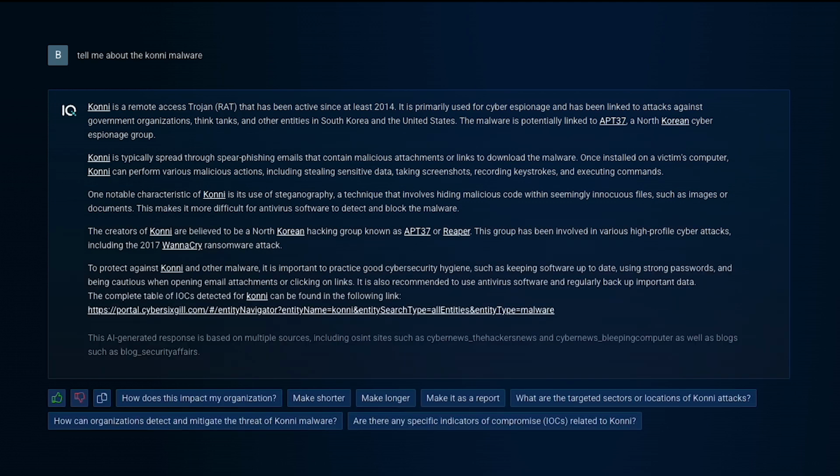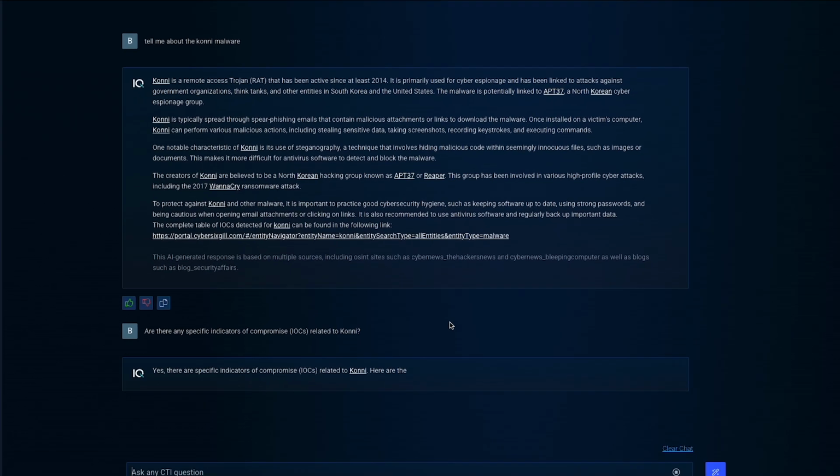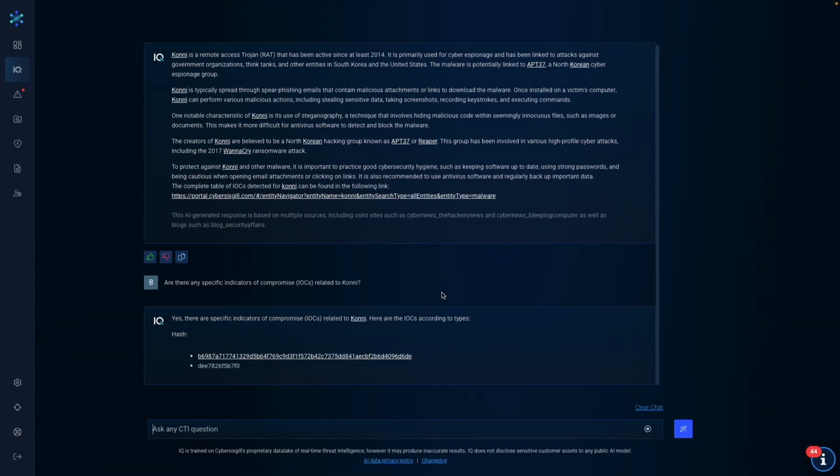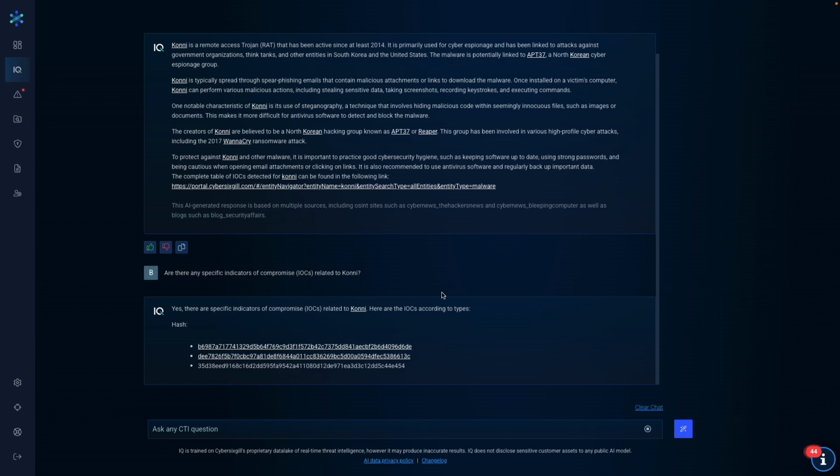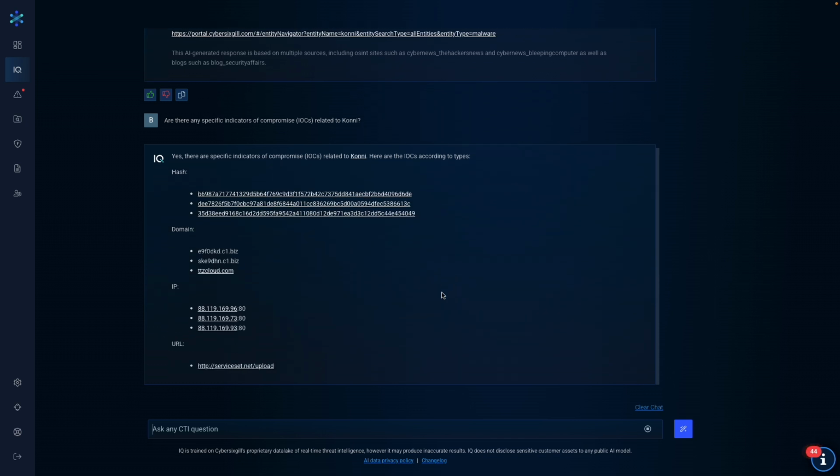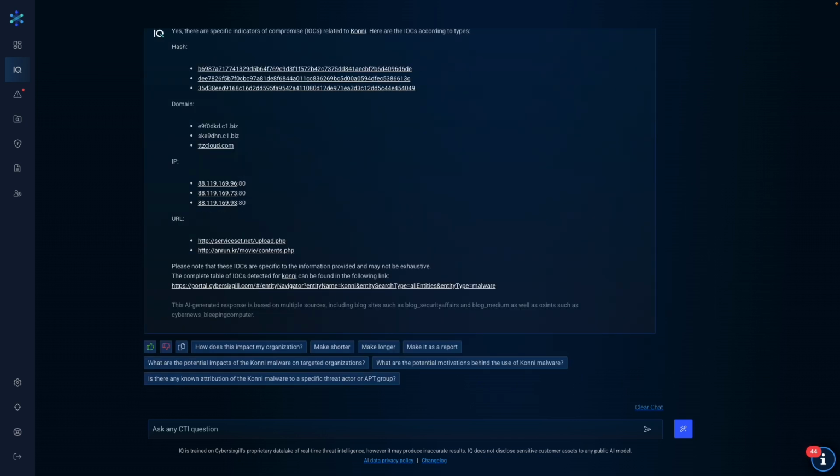For example, we can find out if there are any IOCs related to this malware. Instantly, IQ Chat was able to condense what is a complex topic and deliver key insights, whether it's a description of the malware or the associated IOCs.